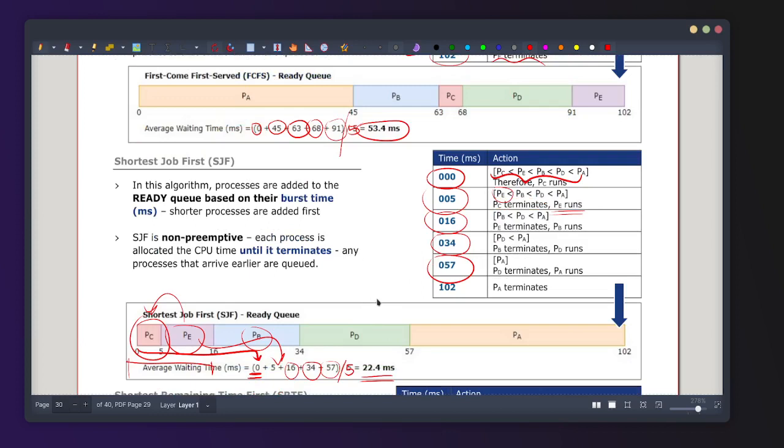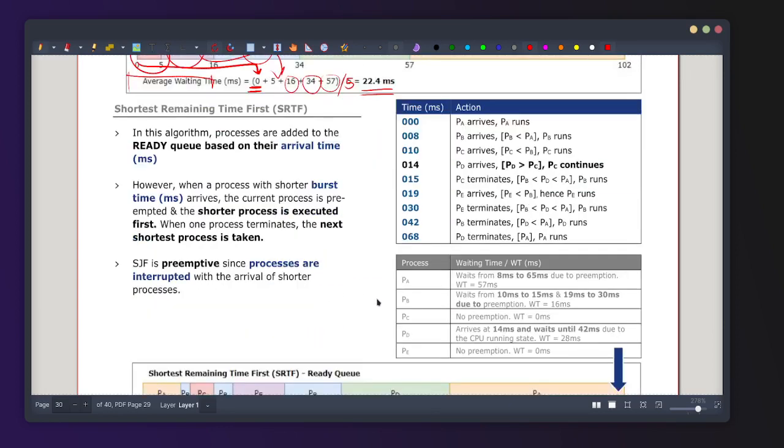That's shortest job first. We don't care about arrival time. Just look at their burst time, send the one that has the shortest burst time first, and the next processes follow. Alright, next comes, in my opinion, the hardest one.